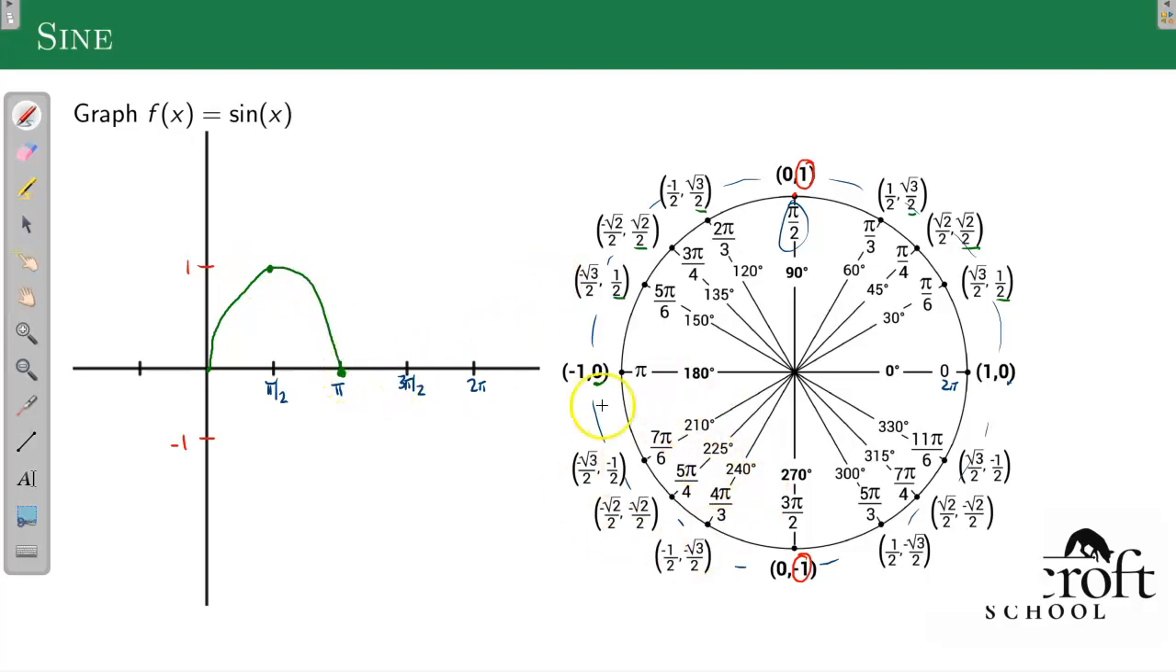Now what happens in quadrant 3? My y values are now negative, and they're going to keep going down until I get to that extreme value at 3 pi over 2, -1. So they're going to keep going down until I hit that point. And at 2 pi, I'm back at 0, and my y values increase until I hit that value. So this is my basic graph of sine.